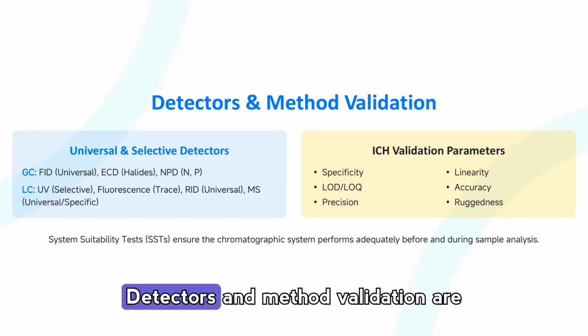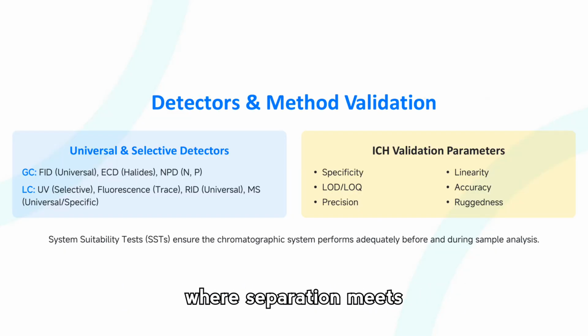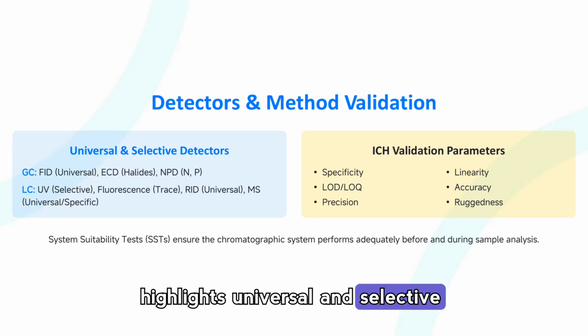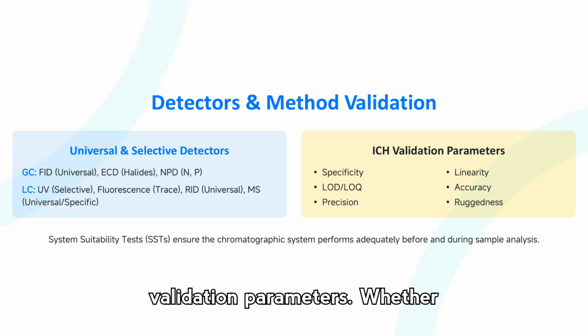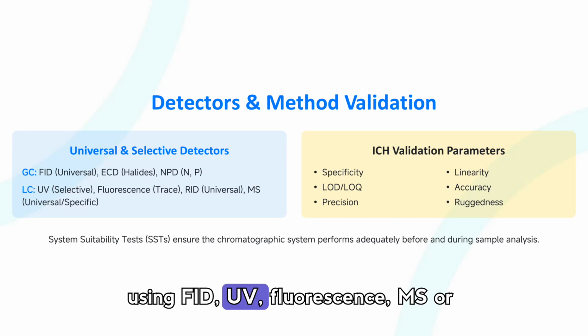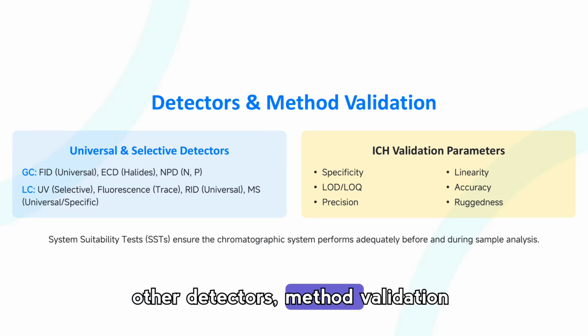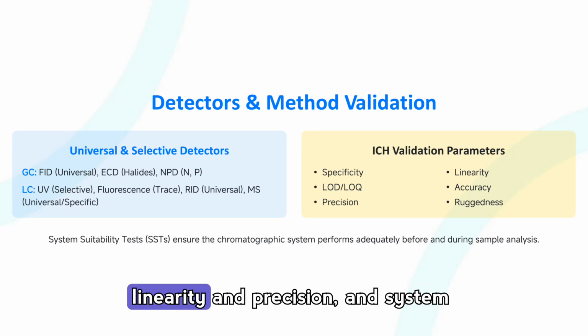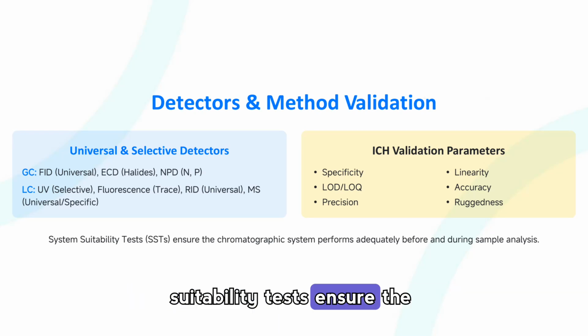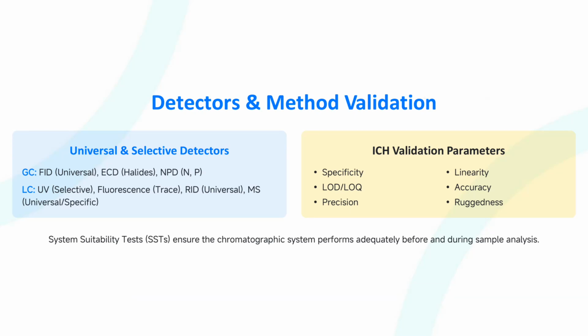at hand. Detectors and method validation are where separation meets measurement, and this slide highlights universal and selective detector options and the critical ICH validation parameters. Whether using FID, UV, fluorescence, MS, or other detectors, method validation checks specificity, sensitivity, linearity, and precision, and system suitability tests ensure the chromatographic system performs reliably before and during sample analysis.